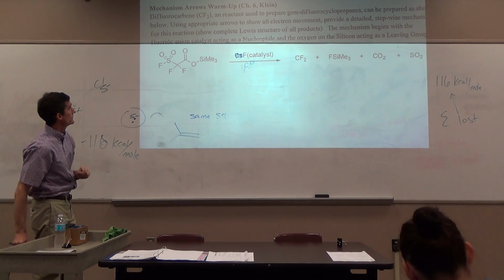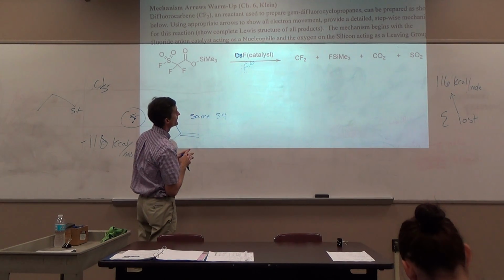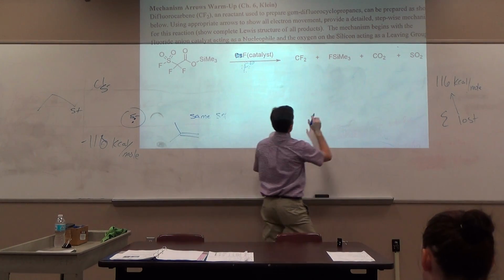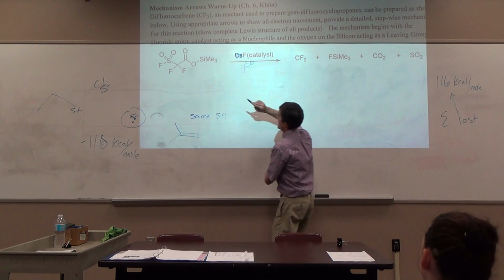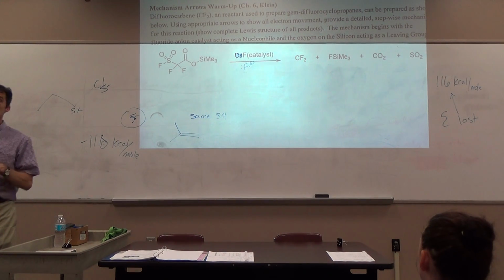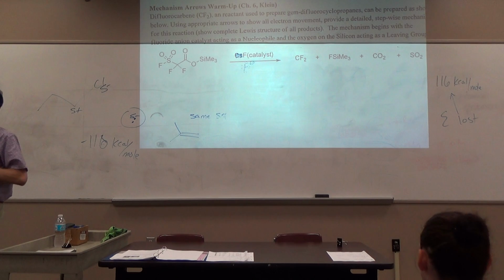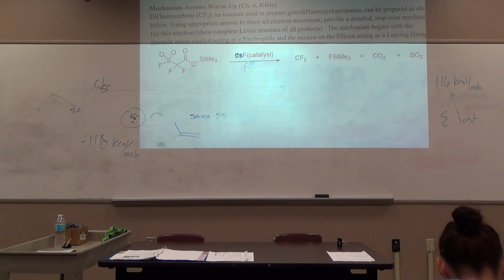What's going on here? Anytime we do a mechanism, what bonds do we need to make? If I look over here, I've got a fluorine bonded to a silicon. There's no fluorine bonded to a silicon here. What do I need to do? Bond fluorine to silicon. If you look at the directions, it says the first step is bond fluorine to silicon.